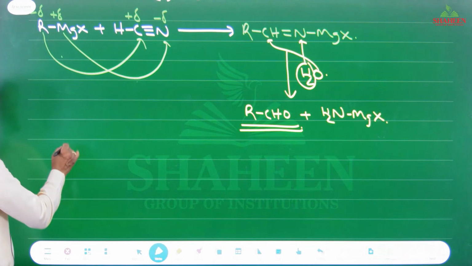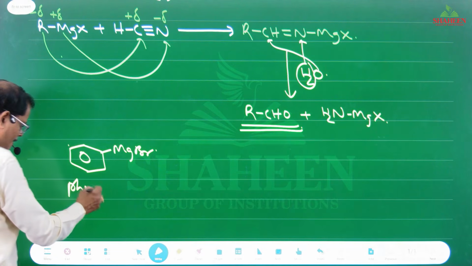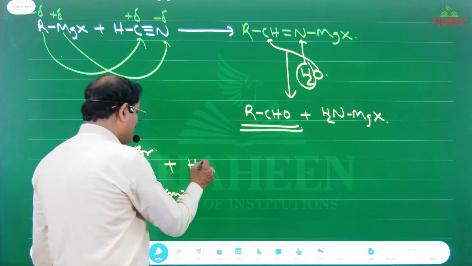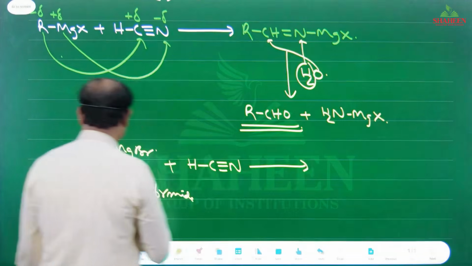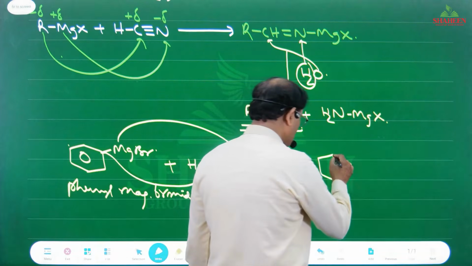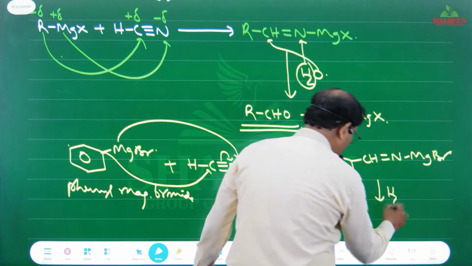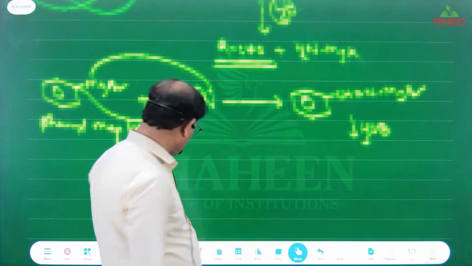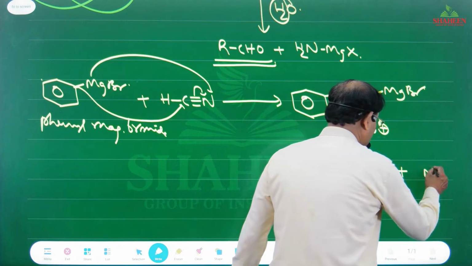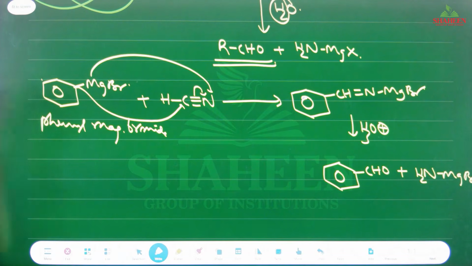For example, in this reaction, if we take phenyl magnesium bromide and treat it with HCN, first we get the same adduct, the CH double bond N MgBr compound. On acidic hydrolysis, here also the same thing, benzaldehyde is the product, along with NH2MgBr. In this way we can get aldehydes.